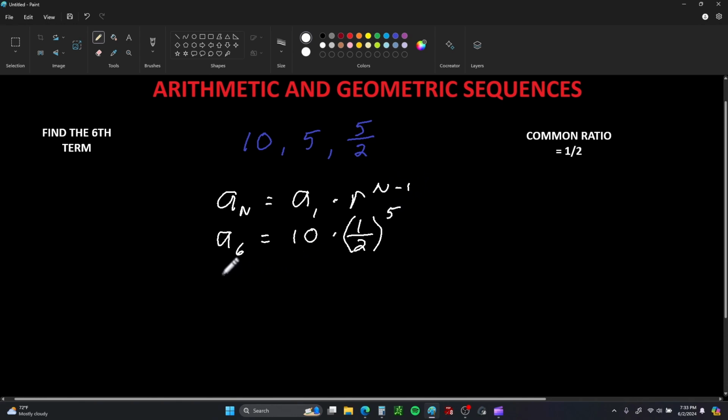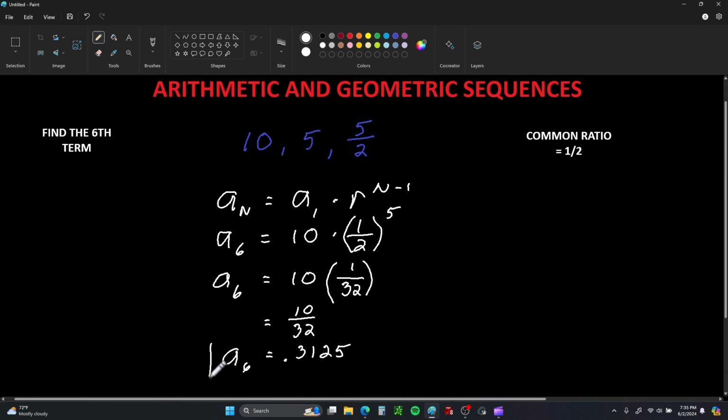Now, when I multiply, I have a sub 6 equals 10 times 1/2 to the 5th power, which is a 1 in the numerator, and 2 to the 5th power is 32. And now to multiply this, I get 10 over 32. And depending on, you can either reduce that or you can just check on a calculator what 10 divided by 32 is. You get 0.3125. So our sixth term is there.